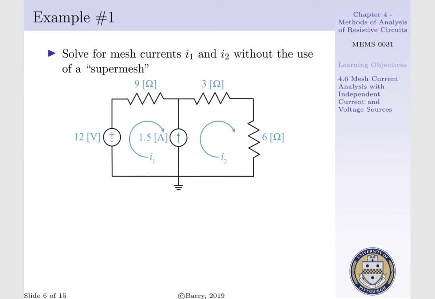Now let us consider the following example. We want to solve for mesh currents I1 and I2. To do so, we'll employ our standard 4-step procedure used within mesh current analysis.